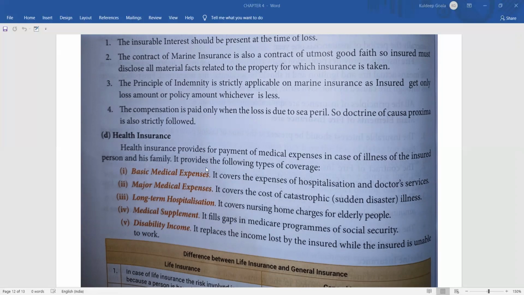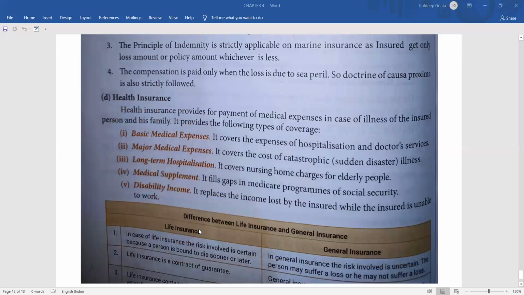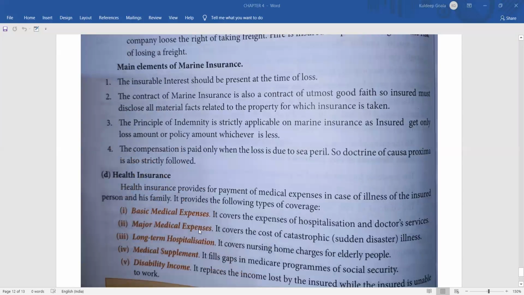Okay, so what are the things covered under health insurance? First one is basic medical expenses like hospitalization, doctor expenses. Then major medical expenses, like if a certain disaster or certain disease happens, then also you can get the benefit. Then long-term hospitalization benefit is also provided. Then medical supplement, like medicine, will be provided. Then disability income, in case any person becomes disabled, he will be provided with a certain amount of money from the insurance company. Okay, all these benefits are being provided by the insurance company in the form of health insurance.